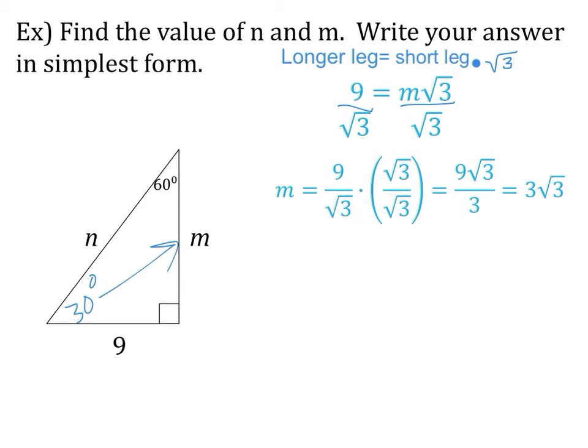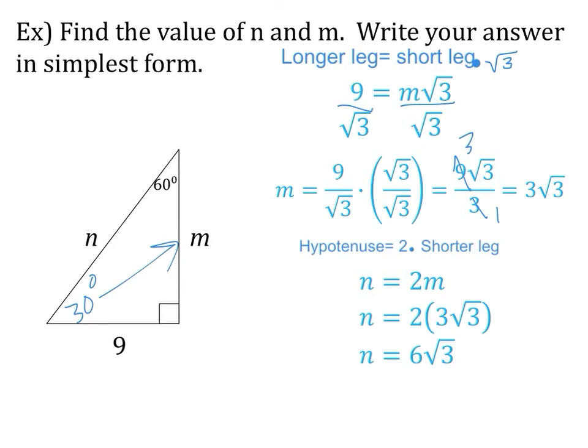So we have just 3 on the outside of the radical in the denominator, and then 9 times square root of 3 in the numerator. And then the 9 and the 3 will divide with each other to become 3 over 1, which is simply 3 times square root of 3. All right, next let's take a look at finding n.